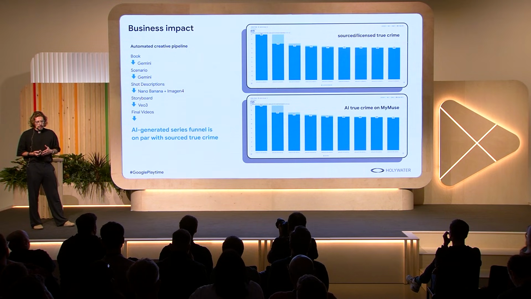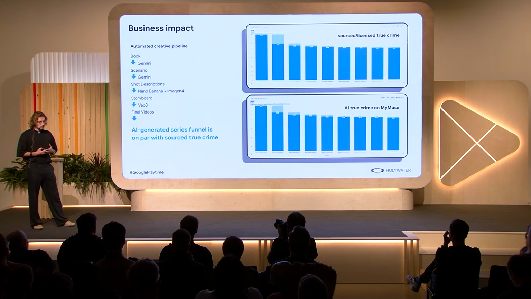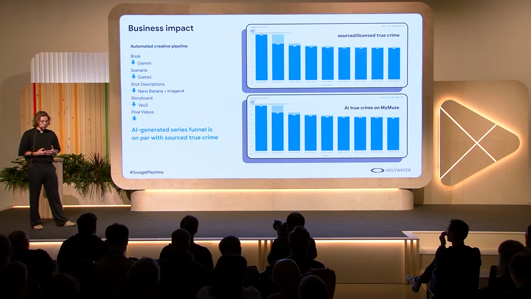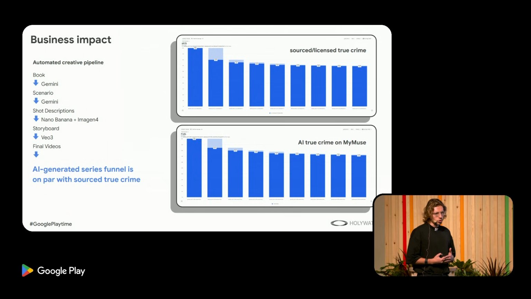And in terms of pipeline, our pipeline is relatively simple. We leverage all the stack Google provides. We create from the book using Gemini and other tools to create the storyline, to create shots, and then create the final video. The whole pipeline is automated, and we built it on top of Google tools.